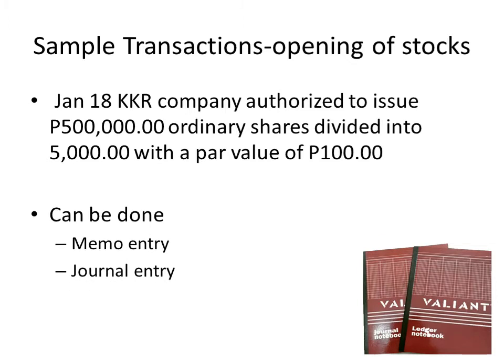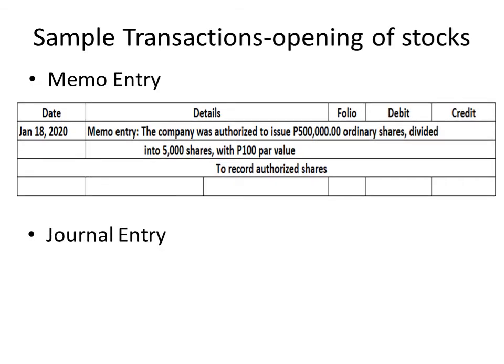A memo entry does not have an account. It's usually narrative information of what has been authorized for the particular stocks, and the journal entry would just be the same entry. Let's take a look at our memo entry and journal entry. For the memo entry, it looks like this. On January 18, 2020, memo entry, it's a narrative. We just copy what has been stated in the problem: the company was authorized to issue 500,000 shares divided into 5,000 shares with a par value of 100.